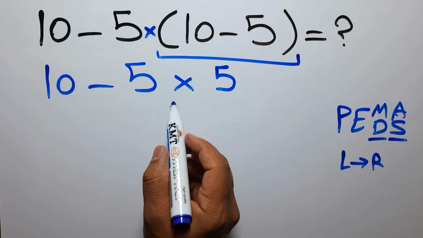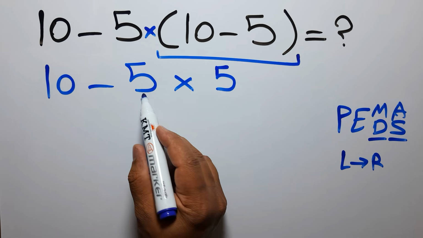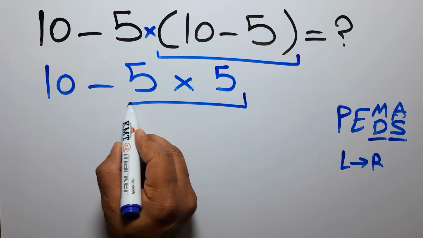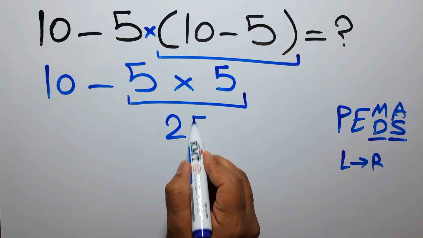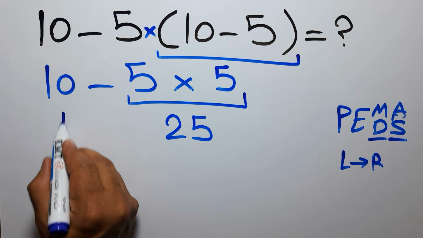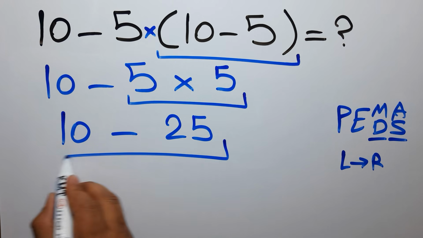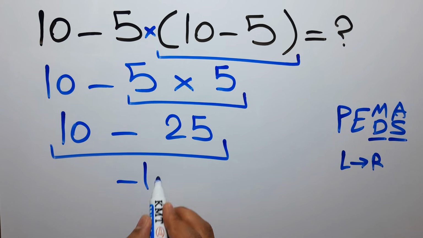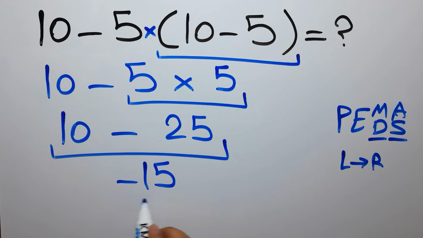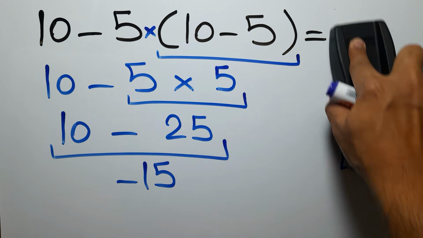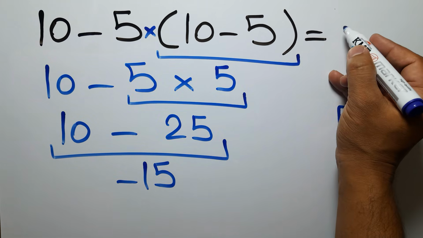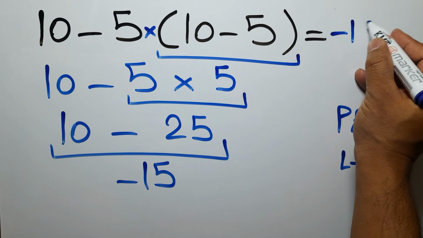So here first we have to do this multiplication. 5 times 5 gives us 25. So we have 10 minus 25, which equals negative 15. And this is our final answer to this problem. The correct answer is negative 15.